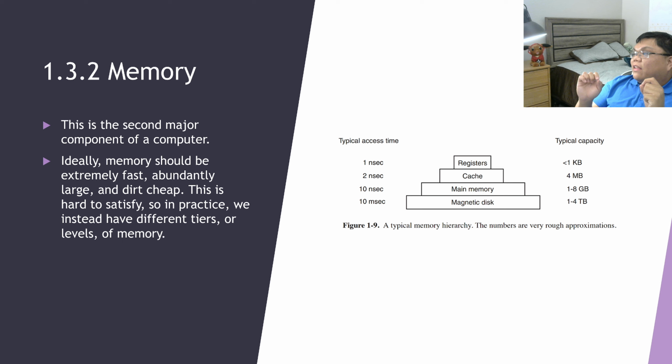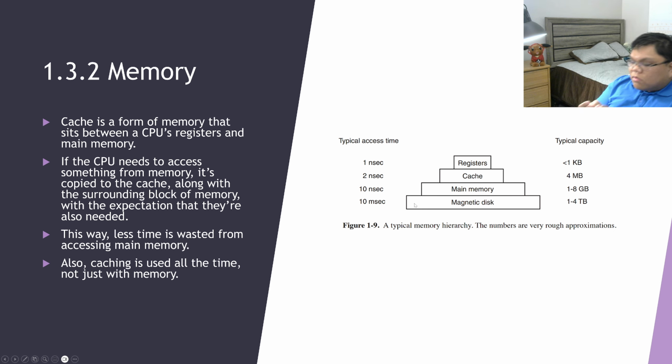And right below that, we have other forms of memory. So, ideally, memory should be fast, extremely fast, abundantly large, and dirt cheap. This is hard to satisfy, so in practice, we instead have multiple tiers of memory. So this forms what we call the memory hierarchy. At the very top we have registers, and right below that we have cache.